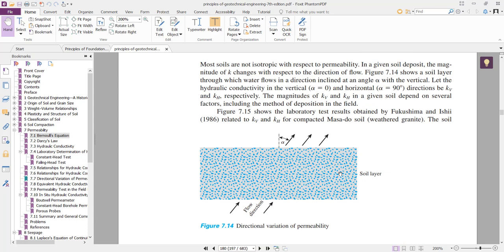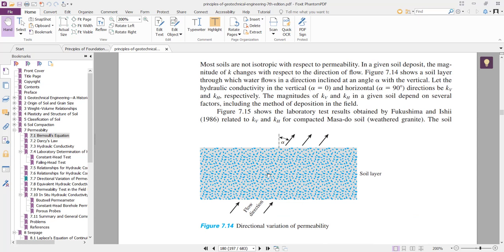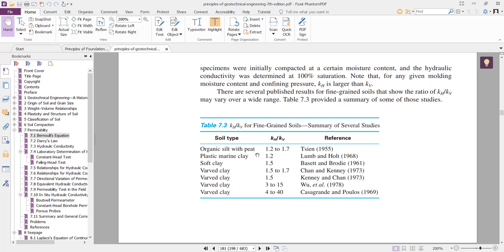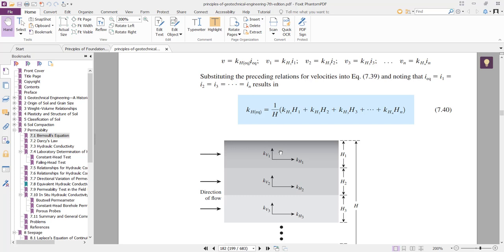If the flow is not perpendicular, there is an angle here, so the coefficient in x direction will be different from the y direction. That's why, as some references show, there is a difference between k in horizontal direction and vertical direction. So there are some equations here to calculate the flow in parallel or stratified soil.